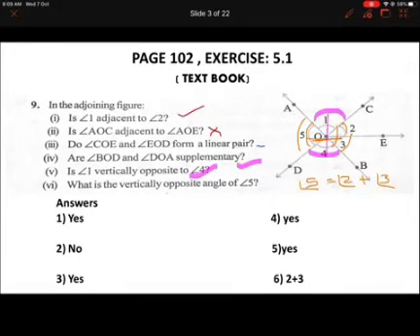Now, let's see the answers. Yes, first case, yes they are. I told you what the reason is. The second case, no, because AOC and AOE, though they have a common vertex, they don't have a common arm. Third one is they form a linear pair. So the answer is yes. Fourth one, they are supplementary. Again, the answer is yes. And angle 1 is vertically opposite to angle 4. And then the last one, angle 5 is vertically opposite to angle 2 plus angle 3. Okay, children. Let's see the next main.